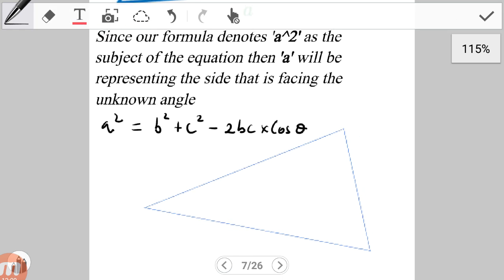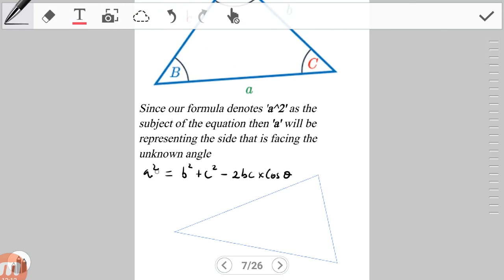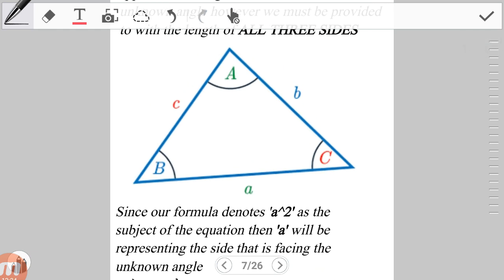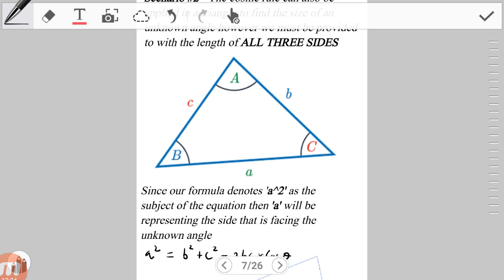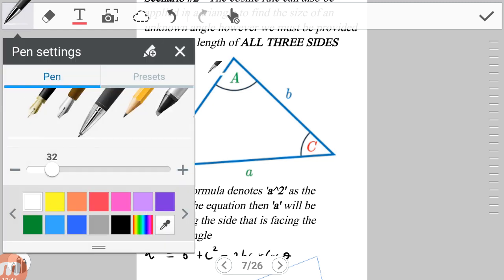So what exactly do we do? In the first scenario we said that the length of the side that is unknown is marked by A. In this scenario there is no unknown side. So what are we going to call our A? Well, A, according to our formula here, is going to represent the side that is facing the angle that is unknown.